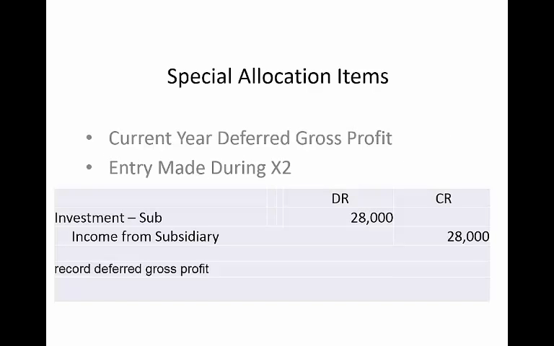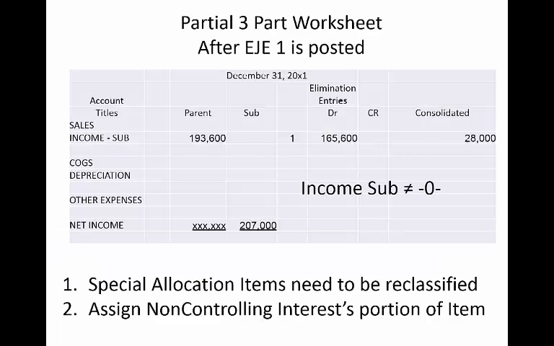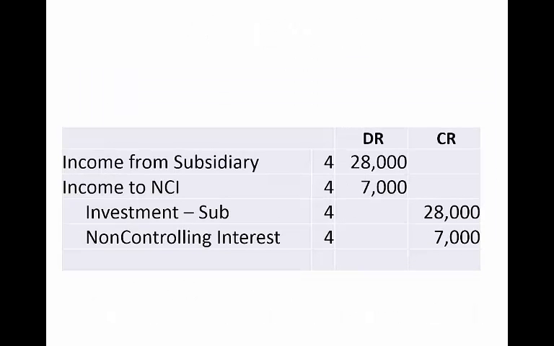EJE4, again, just as we did in year 1, what do we do during the year? This is the equity method entry we made in X2. We need to reverse it out. If we do not reverse it, we're left with a credit here of $28,000 in consolidated net income. We must get rid of it, and we must also assign the NCI their portion of the item. So what we're going to do is, again, we'll have a compound entry, and this is what it'll look like.